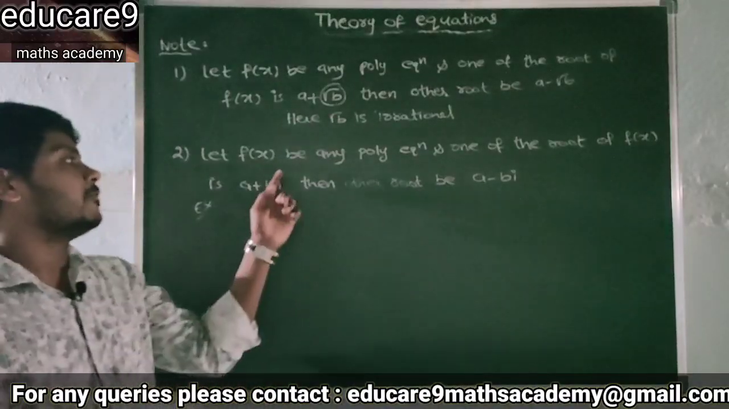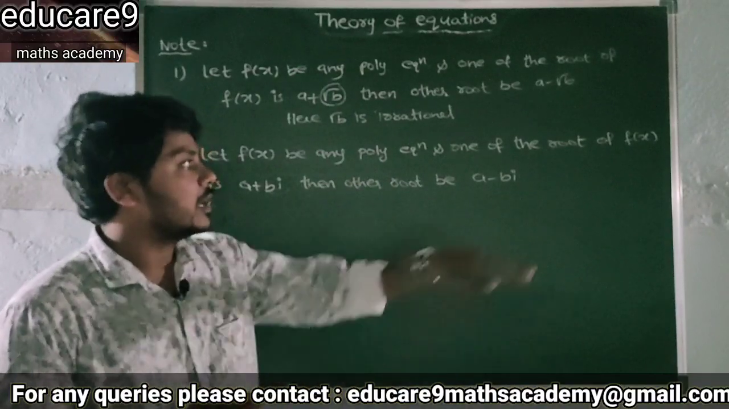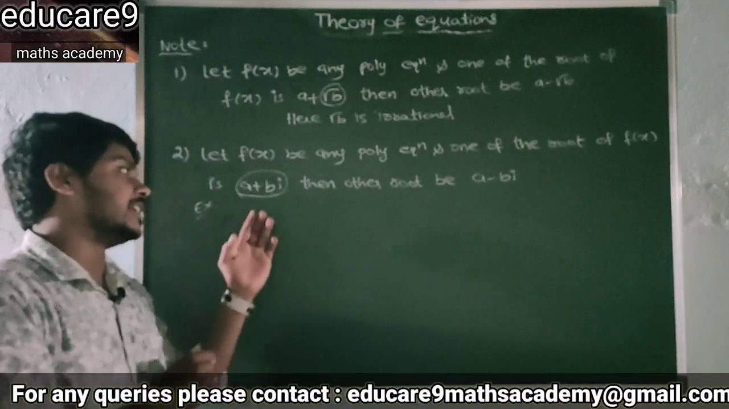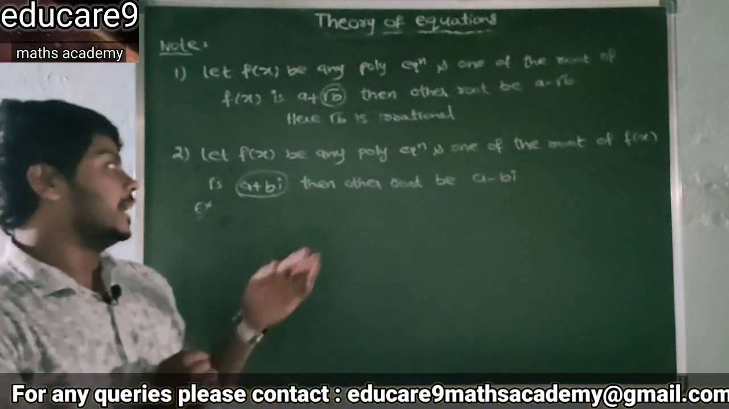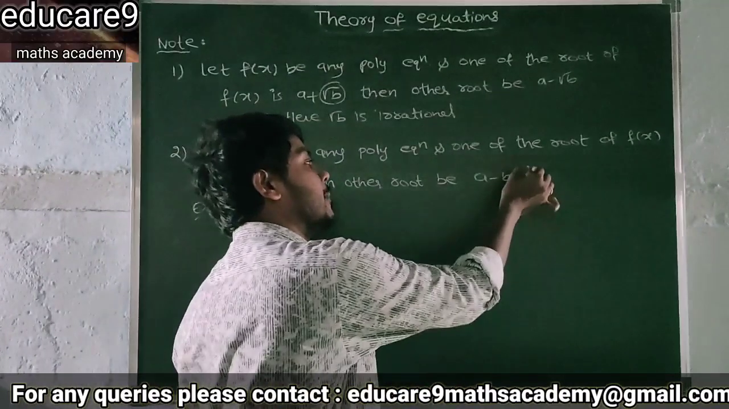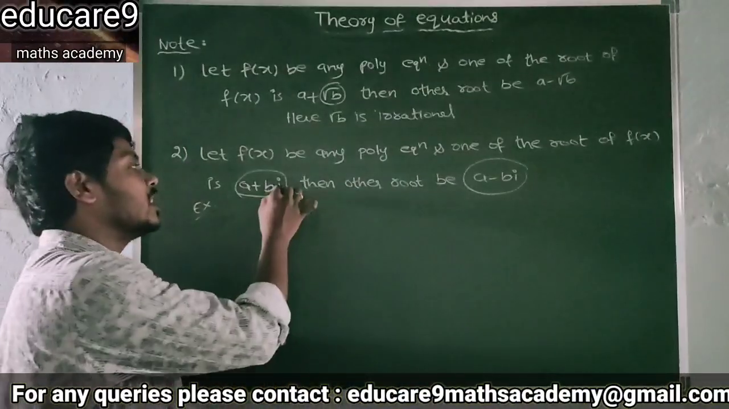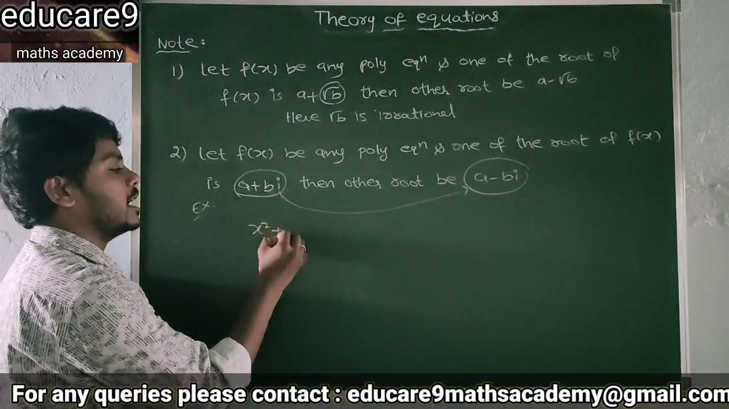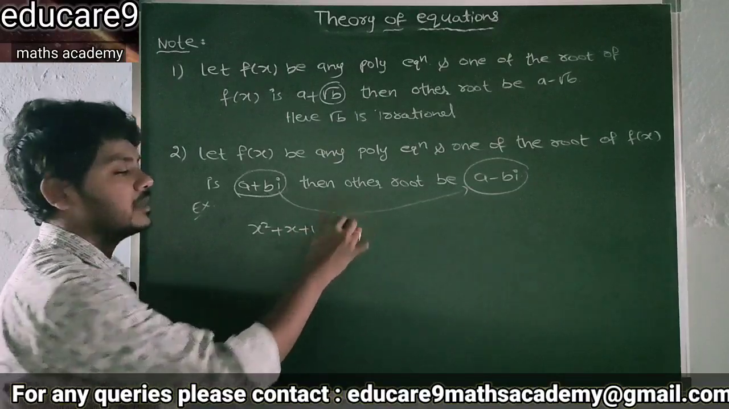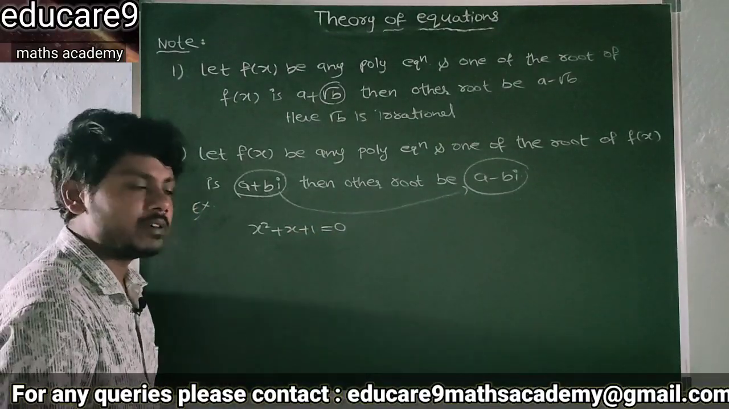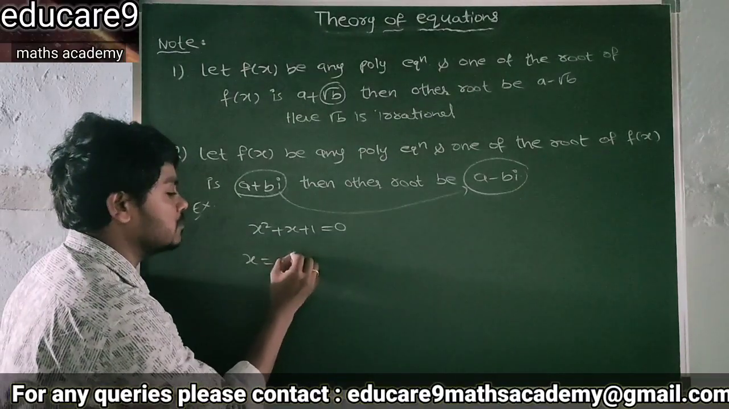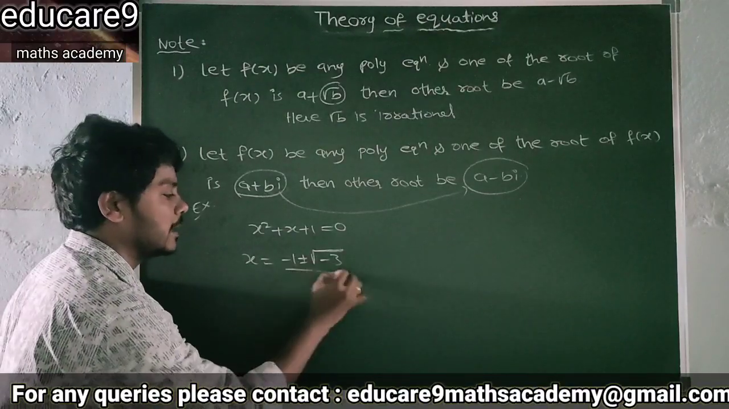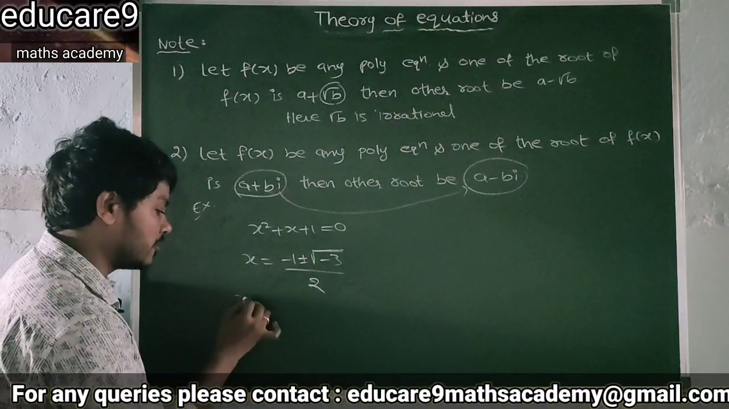Second note: let f of x be any polynomial equation and one of the roots of f of x is a plus bi. So clearly this is a complex number, and another root should be a minus bi, that is the conjugate of this number. So for example, x square plus x plus 1 is equal to 0. This is any quadratic polynomial equation. So x is equal to minus b plus or minus square root of b square minus 4ac, that is minus root 3, by 2.